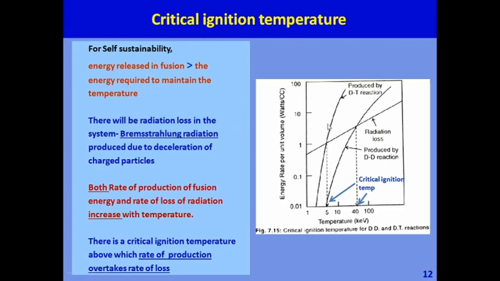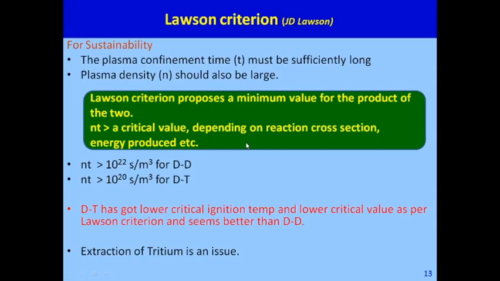For the DD reaction, this critical ignition temperature is around 40 keV. Below 40 keV the loss is more, and above 40 keV the loss is less than the rate of production of heat in the DD reaction. So that is the concept of critical ignition temperature, above which the rate of production overtakes the rate of loss. For DD and DT we have just shown the critical ignition temperature, above which the rate of production of energy is greater than the loss. So that is one criterion.